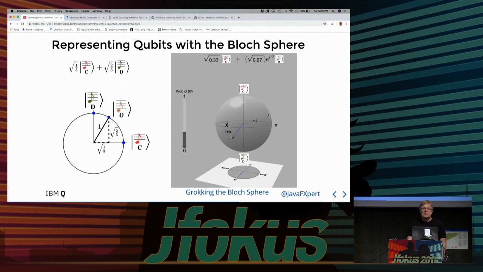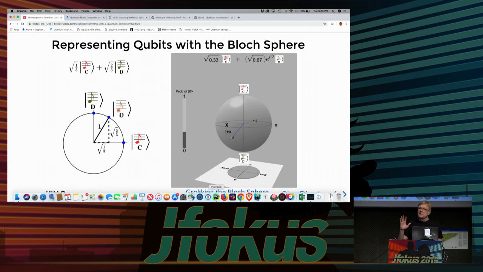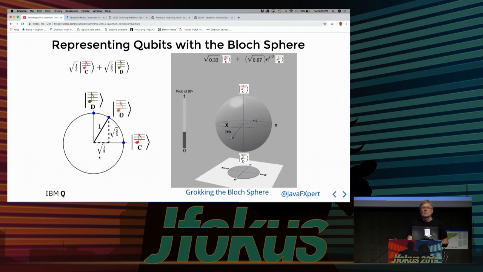And it gives an extra dimension to it, because with quantum states, those probability amplitudes, like the root of 1/3, those can be real numbers, but they can also be complex numbers. So they can have an imaginary component to them. And that imaginary component can be represented on the imaginary plane, which is represented on the equator of the Bloch sphere. So the equator of the Bloch sphere is actually the imaginary plane of the complex number.